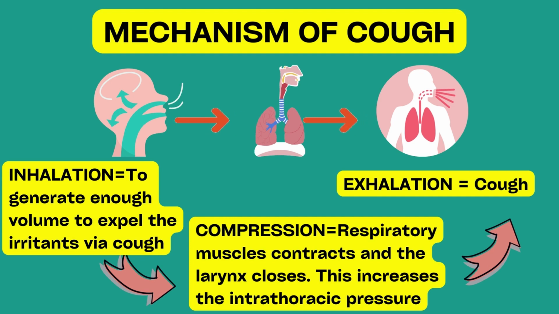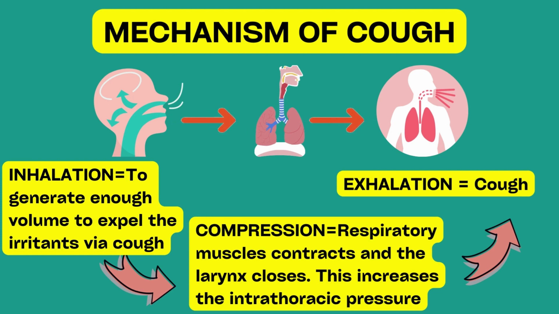This action is further helped by the closure of the larynx. All these actions will increase the intrathoracic pressure. The last phase is the exhalation phase. In the exhalation phase, a few changes take place. First, the glottis opens, and this opening is the cause of high expiratory airflow and the coughing sound. The high flows dislodge mucus from the airways and allow removal from the tracheobronchial tree.